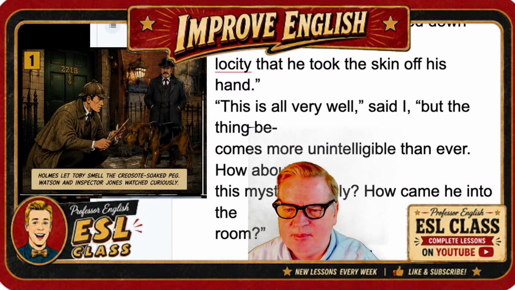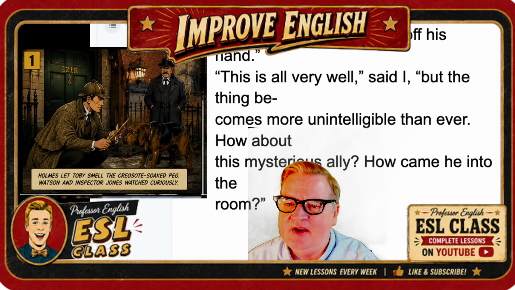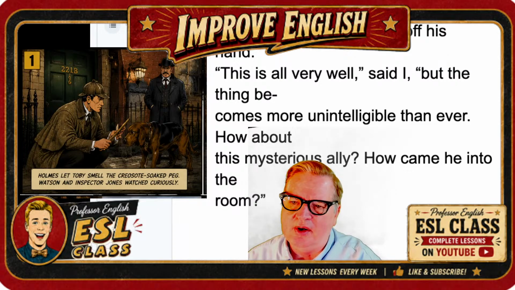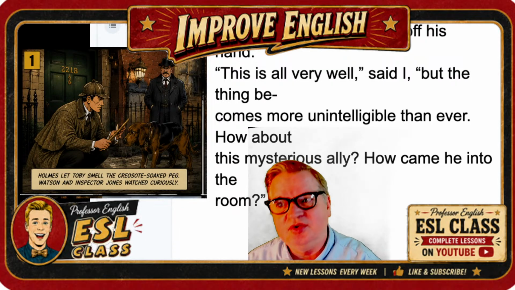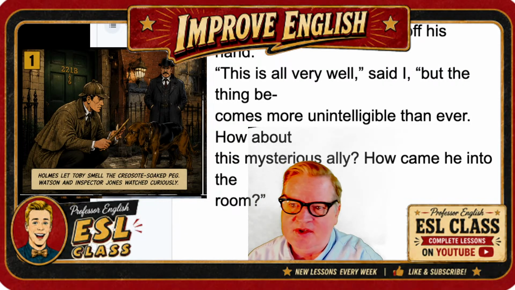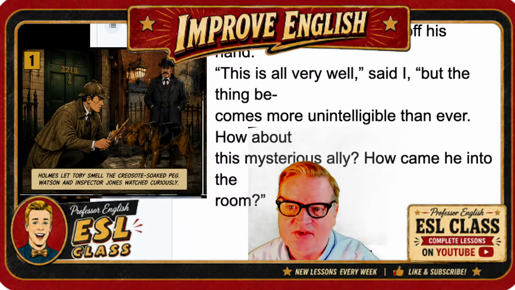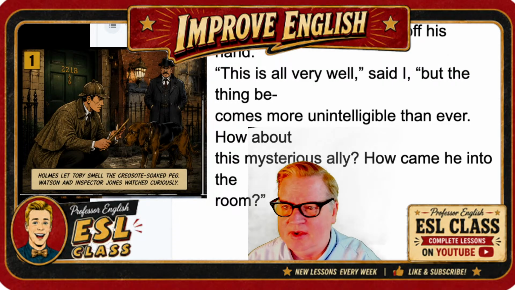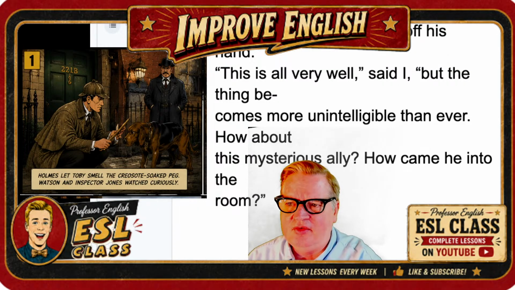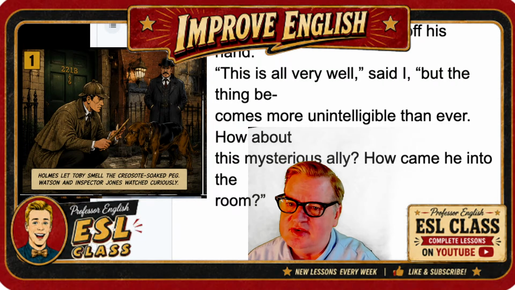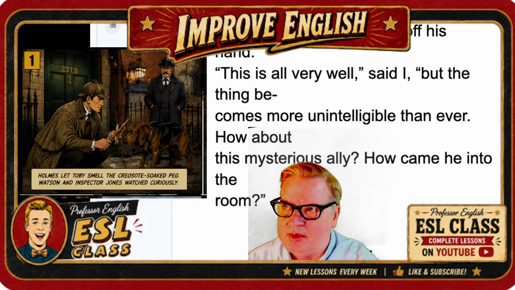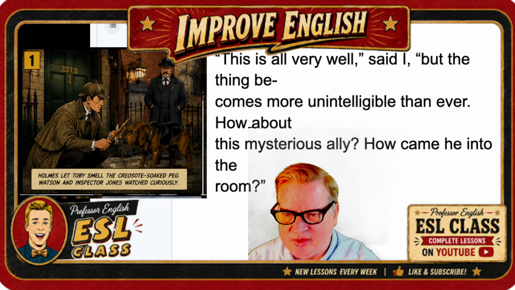Now, this is all very well, said I, but the thing becomes more unintelligible than ever. So, we know the word intelligent, right? That means smart. So intelligible means like something that maybe you could understand. You have the word, you have the able, which means can, and then you have intelligible, like can you make sense of it? If something is intelligible, it makes sense. You can understand it. If something is unintelligible, it means you cannot make sense. It does not make sense. You cannot understand it. So Watson says, well, what you're saying makes sense, but now I'm more confused than before. Everything is more difficult to understand now.